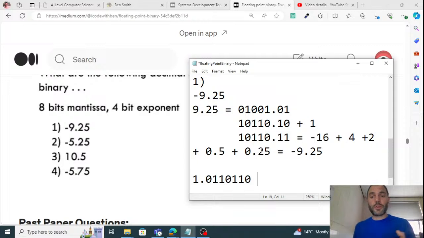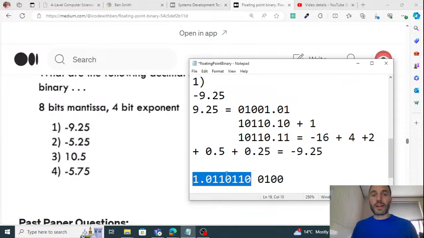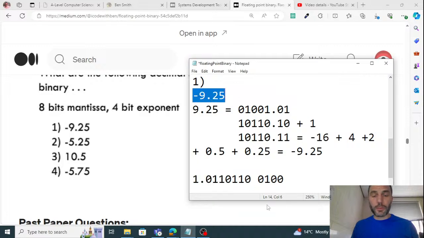And what's the exponent? Well, we're going to need to move it back 1, 2, 3, 4 places. So it's going to be positive 4. The positive 4 in binary is 0, 1, 0, 0. So that's the exponent, and this is the mantissa, and that is what minus 9.25 is in normalised binary. So now have a go at these other ones, like minus 5.25.